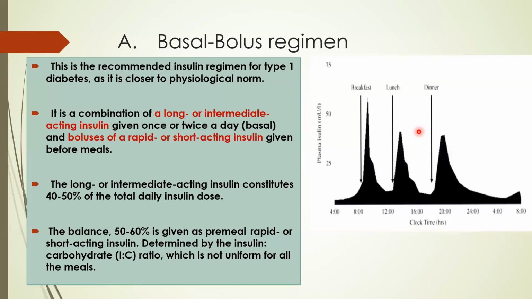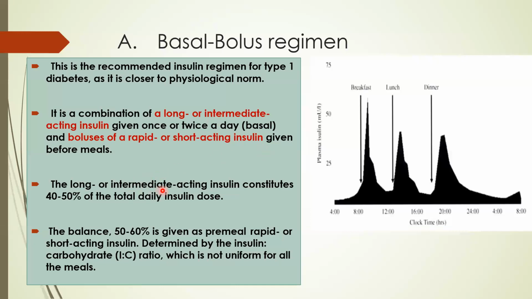So when you're looking at the basal bolus regimen, we are saying that this is the recommended insulin regimen for type 1 diabetes because it's closer to the physiological norm. This is the slide that we started with. So it's a combination of a long or intermediate acting insulin. If you're using a long acting insulin, you'll give it once. If it's intermediate, you'll give it twice to cover the basal needs. And then it will be combined with boluses of either a rapid acting insulin or a short acting insulin that is given before meals.